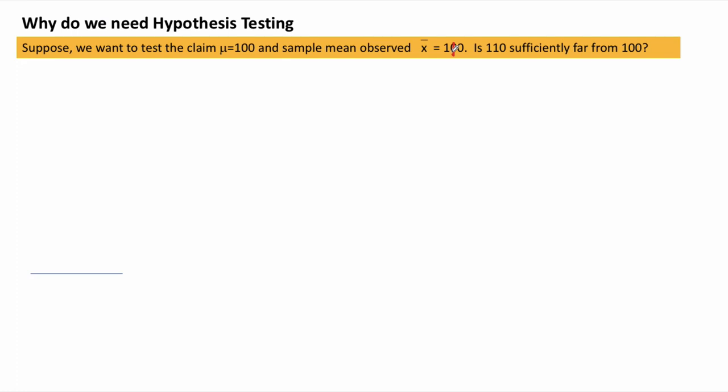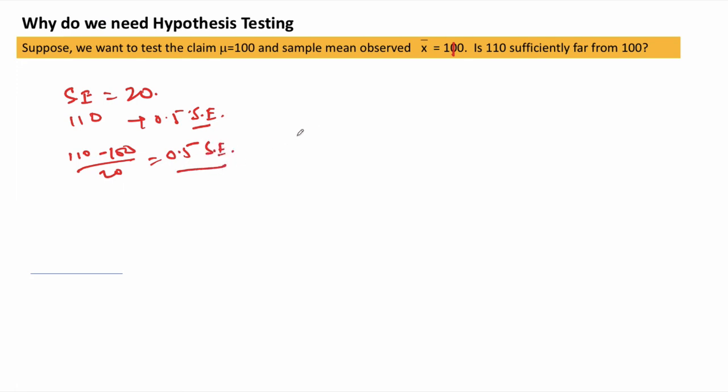For that, the concept of standard error is very important. It depends on the size of the standard error. Let's say the standard error is 20, then 110 is only 0.5 standard error far. Clear? Correct? So (110 minus 100) divided by 20 gives 0.5, correct? So this is 0.5 standard error. In this case, the sample mean x bar is very close to 100, and the population mean mu is likely to be 100. In this situation we can conclude that.